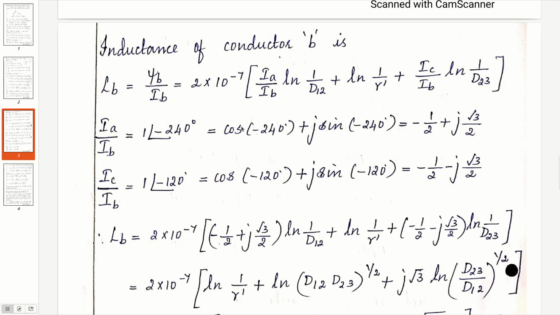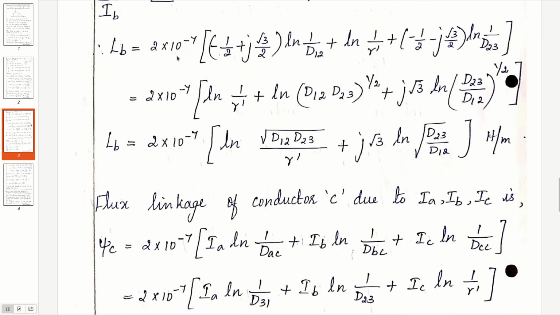Okay, so in terms of cos and sine you are writing, and you will get the complex form of IA by IB and IC by IB. So now substitute IA by IB and IC by IB from these two equations in this equation.